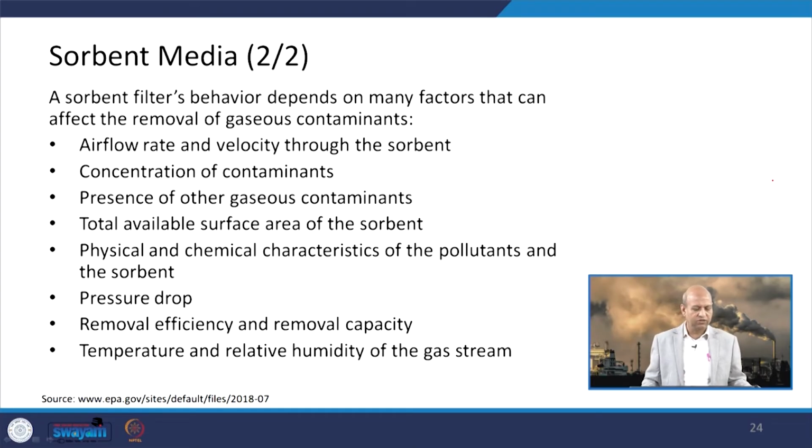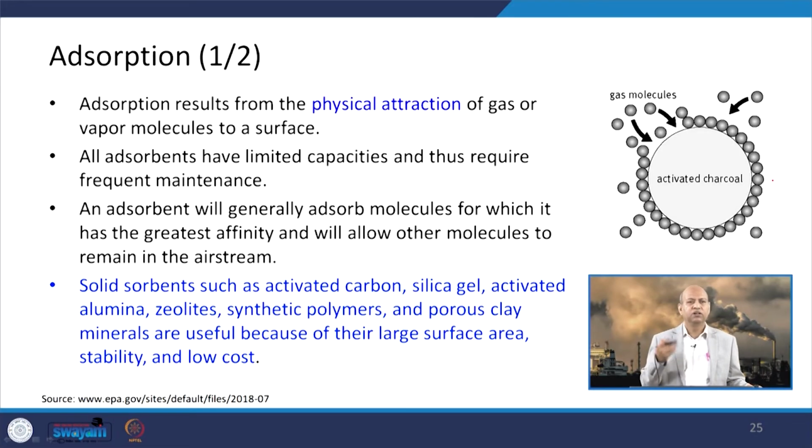Well, you can see these sorbent media or filters' behavior depends on many factors, like airflow rate or velocity through the sorbent media, the concentration of the contaminants or pollutants, the presence of other gaseous contaminants in addition to the gases which we want to remove, total available surface area for adsorption, physical and chemical characteristics of the pollutants and the sorbent media, pressure drop or removal efficiency, removal capacity, and temperature and relative humidity of the gas stream.